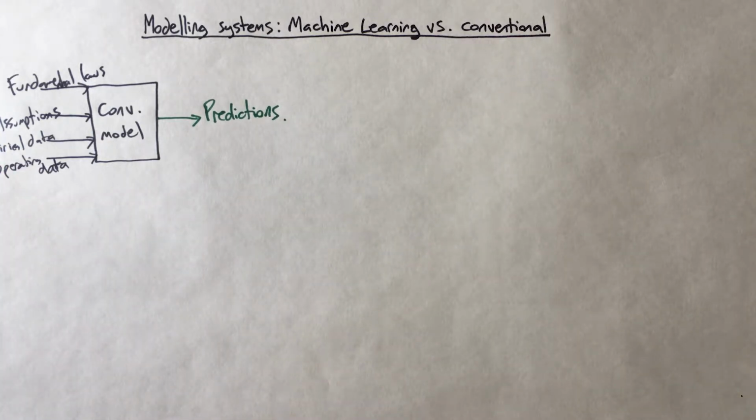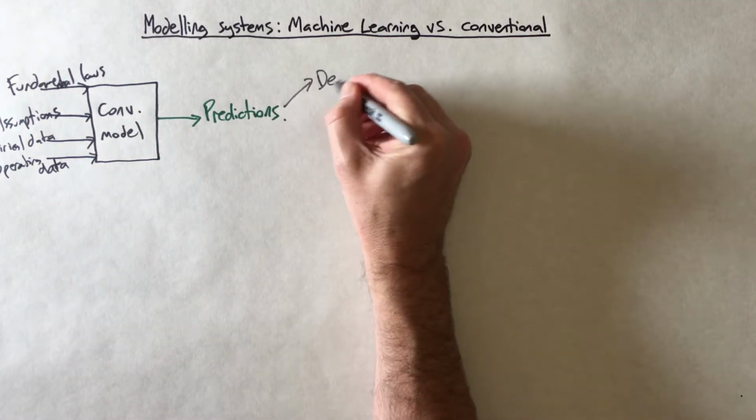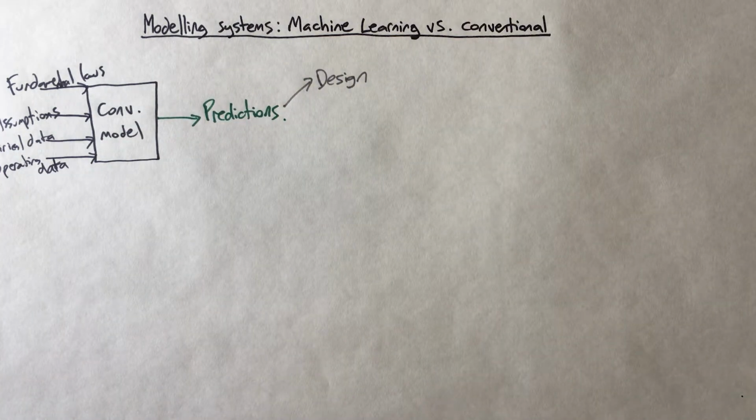Now, these models can be used for a couple of purposes. So one of the purposes they can be used for is for design. So let's say a system that we're modeling doesn't exist yet, but we would like to build one.